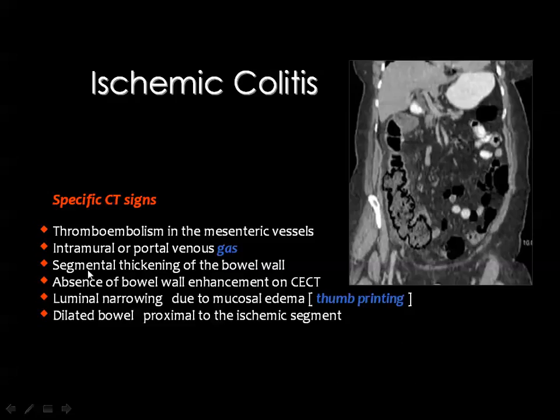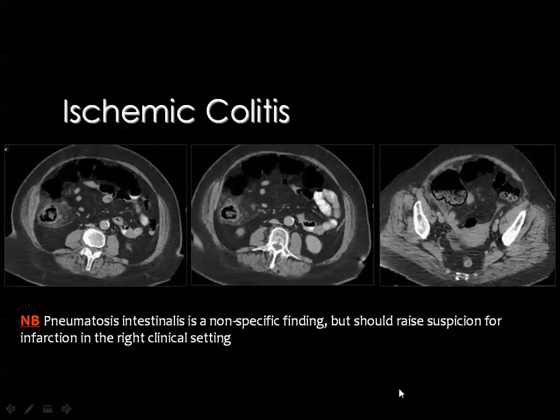There may be thickening of the wall. There may be gas in the wall of the colon, as you can see, and the thumbprinting, as I have said. This is ischemic colitis, and you can see air in the wall of the colon. But you remember that I have said some words about pneumatosis intestinalis, and I mentioned that pneumatosis intestinalis is a non-specific finding, especially if seen in the colon.